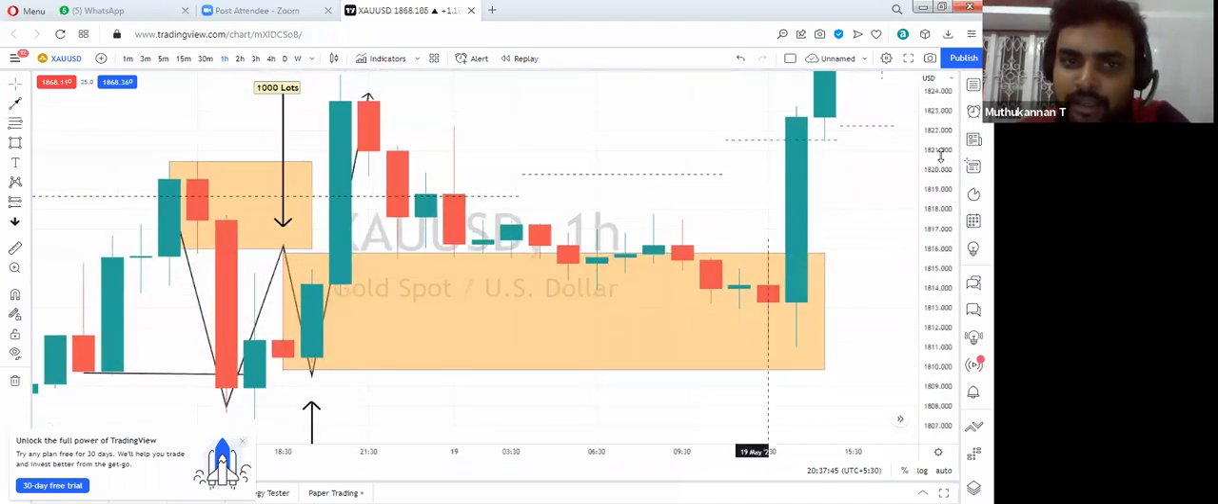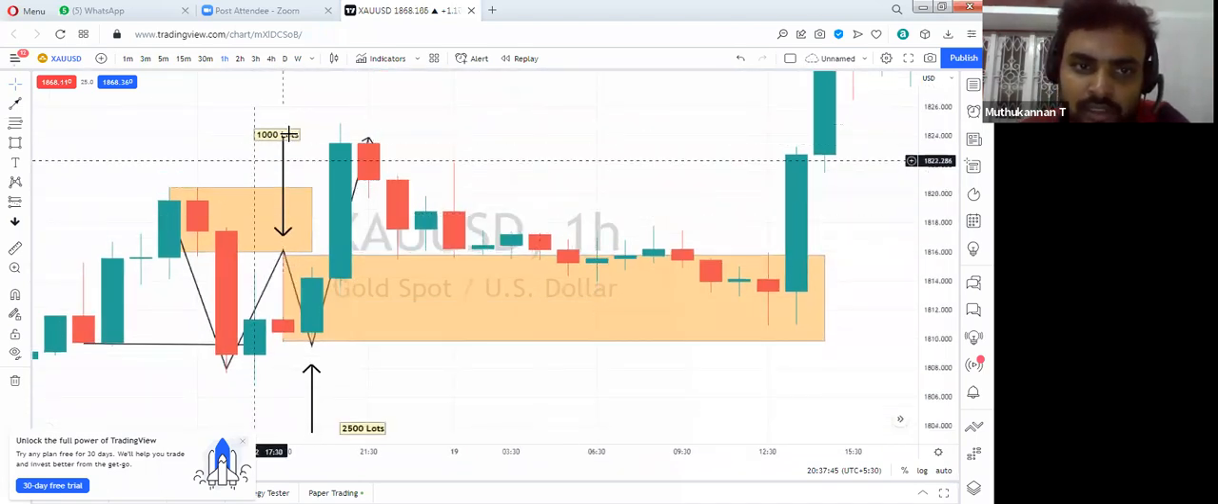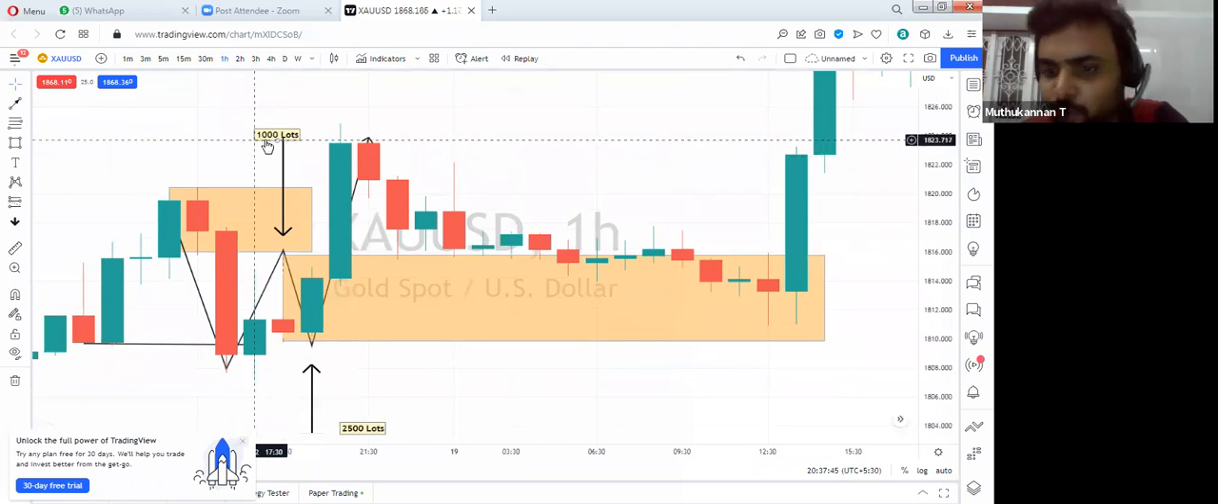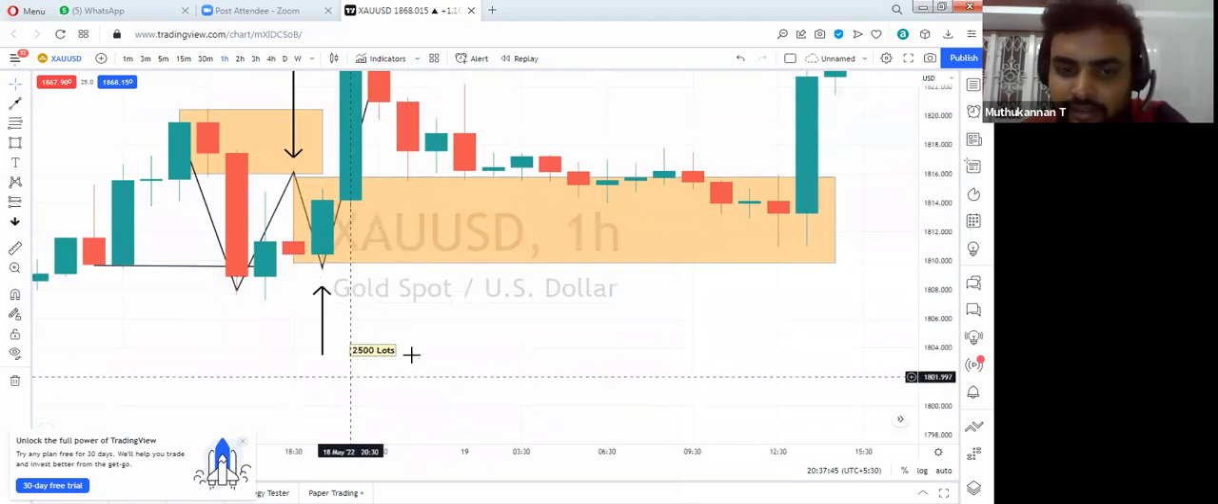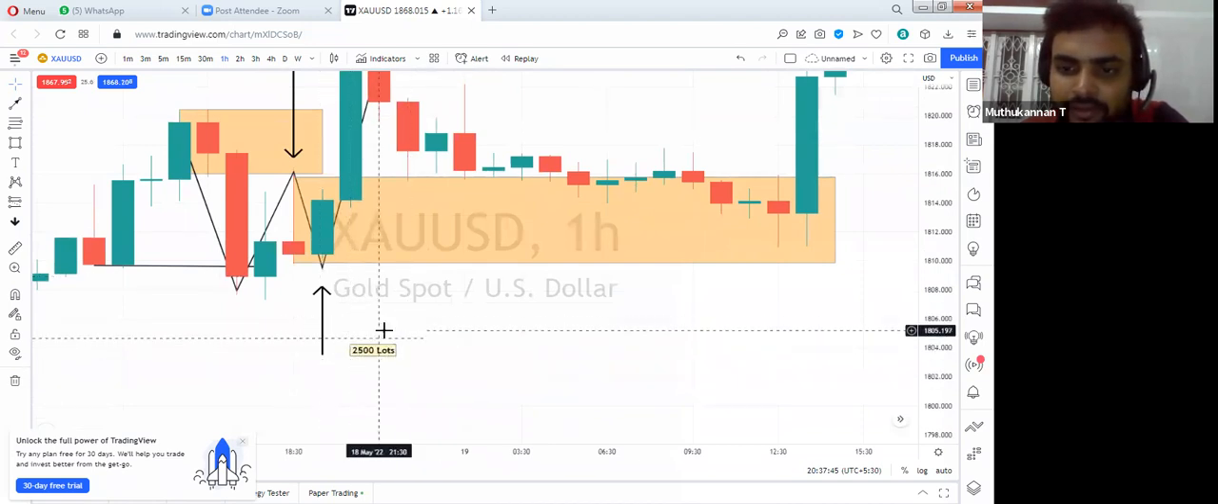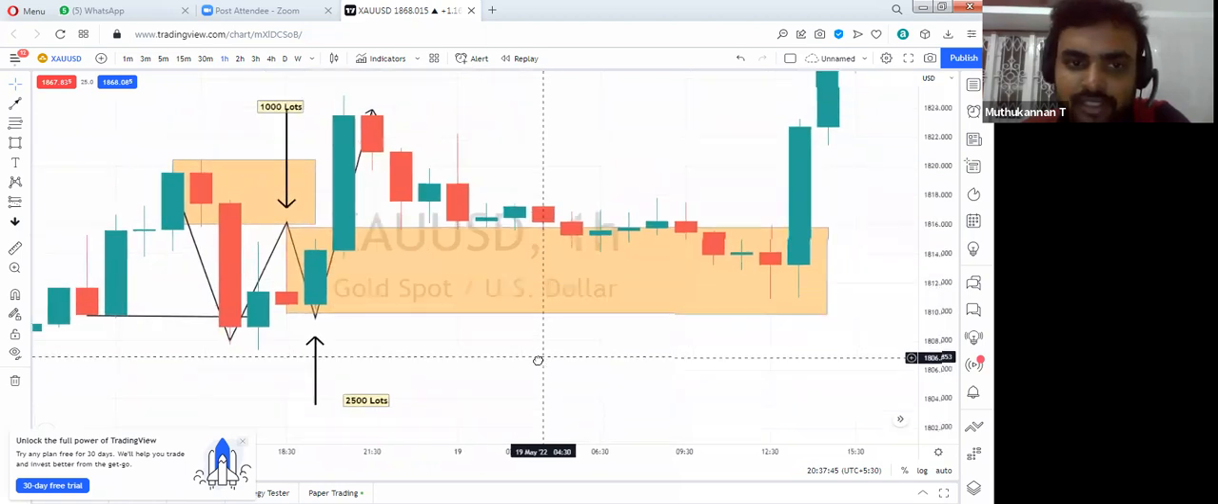Right now, tell me, this 1000 lots they have taken, it is in a negative position, correct? This is in a negative position. Yes or no, guys? Yes. And this one will be profit, right? This one will be profit, right? Okay, just keep it in mind.